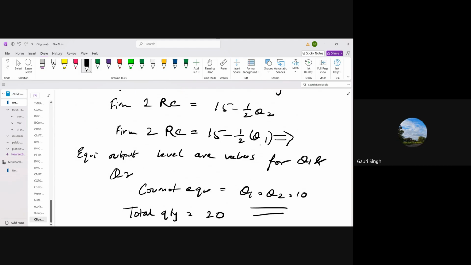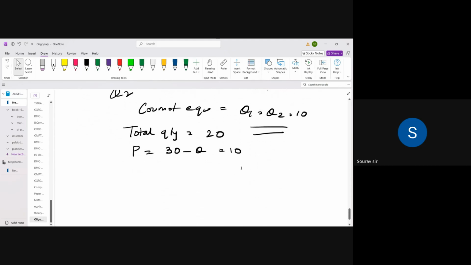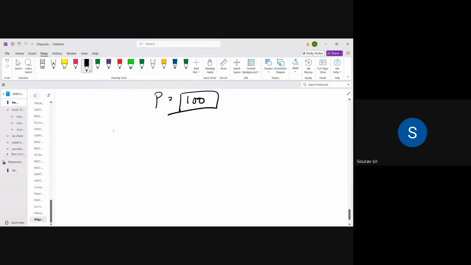So Q1 plus Q2, both get 10, 10, so the total quantity is 20. Correct? Now, what is your equilibrium market price? That is 30 minus Q, that is 10. And each firm's profit is 100. So, if you draw the diagram, how will it look? This is for this part.